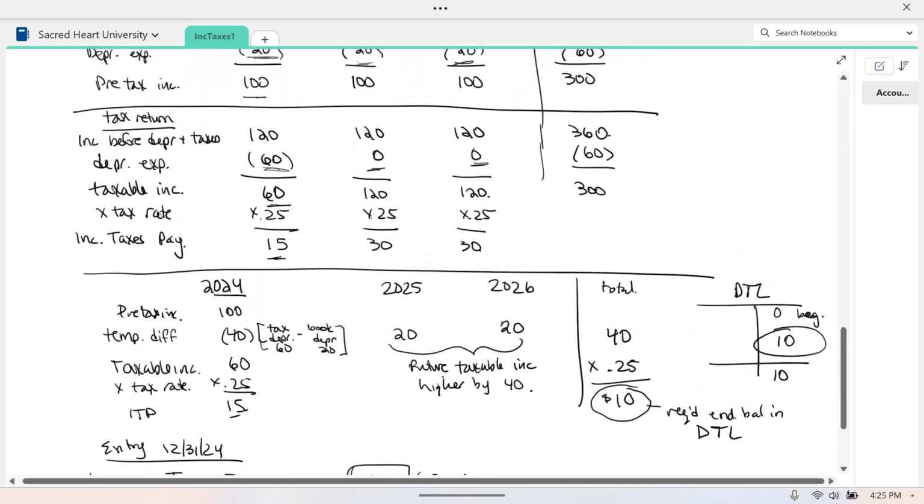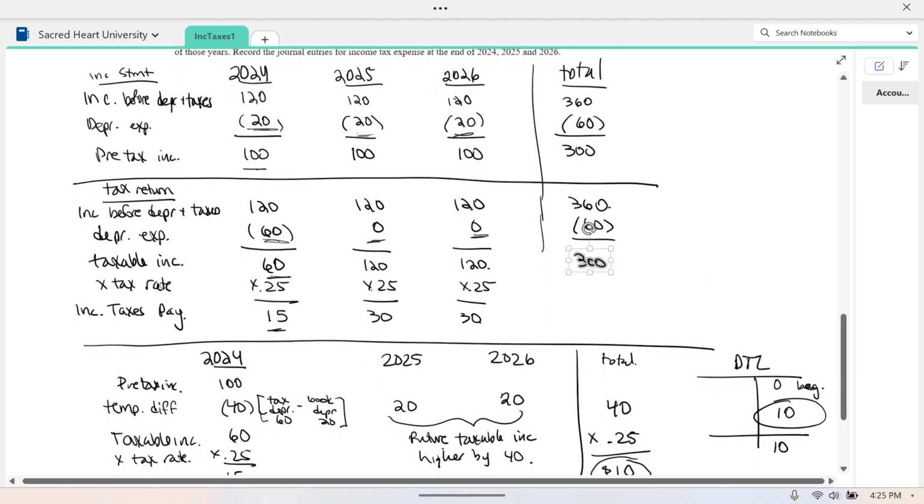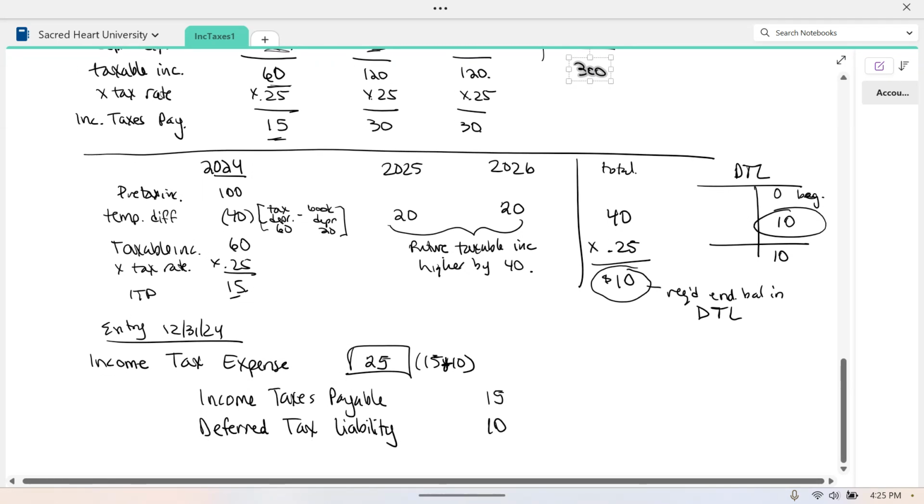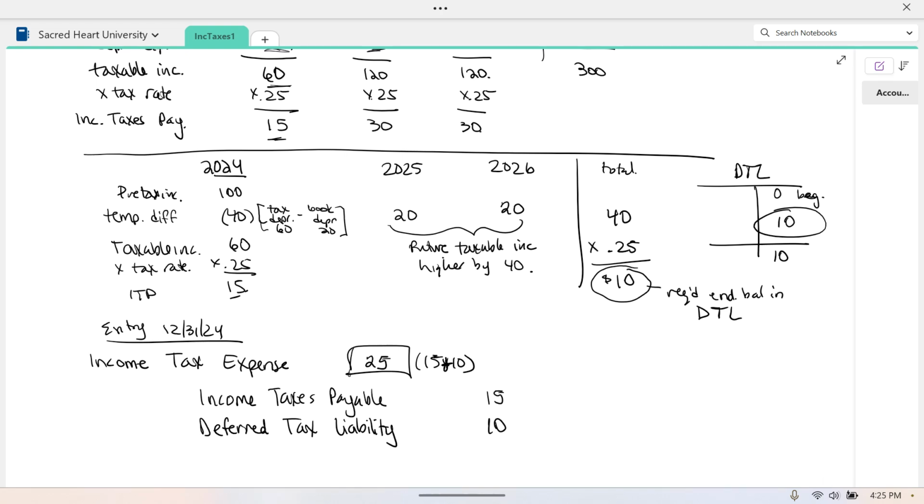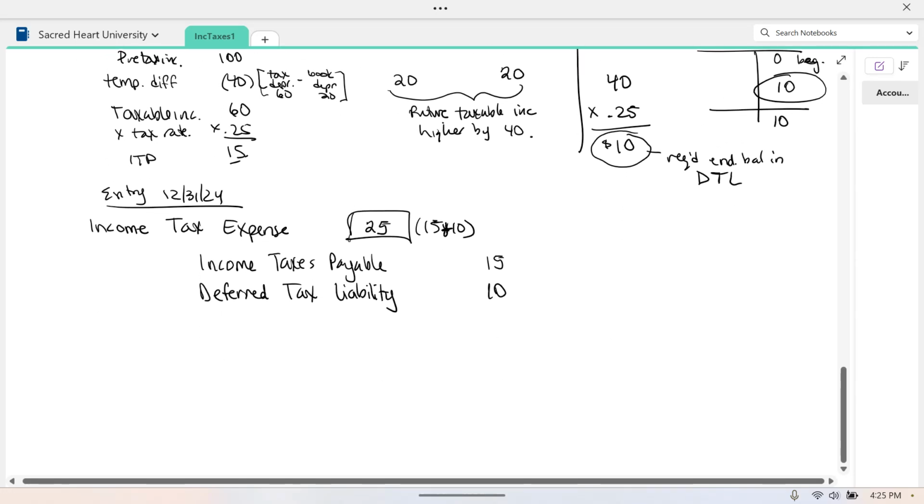Now, if you're wondering, couldn't we have just simply taken our pre-tax income of 100 and multiplied it by the tax rate of 25% to get that 25? You're exactly right. The only reason that we use this plug here is that sometimes the tax rate will change, and sometimes we're going to have permanent differences. So we want to get into the habit early on with always making this income tax expense equal to the plug number of the rest of the entry, and that will always get our answer to be correct. All right, let's continue with this example.